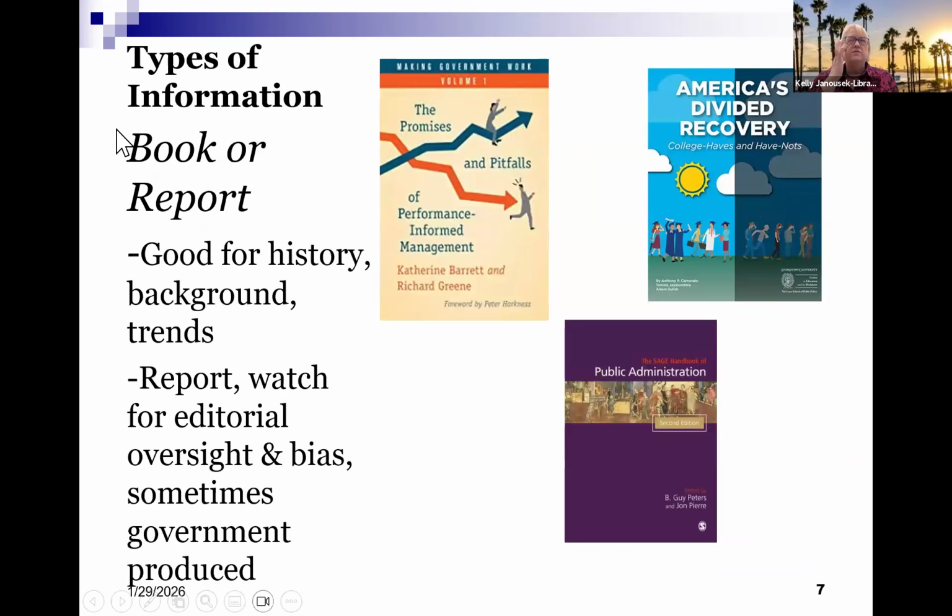Probably the next kind of information you might look for is a report or a book, a one-off study kind of thing. There are different kinds out there. The first one, The Promise and the Pitfalls of Performance Informed Management, is actually a book that studies that. It's a couple hundred pages, with chapters in it that might help you do research. Americans Divide and Recover is actually a government document.